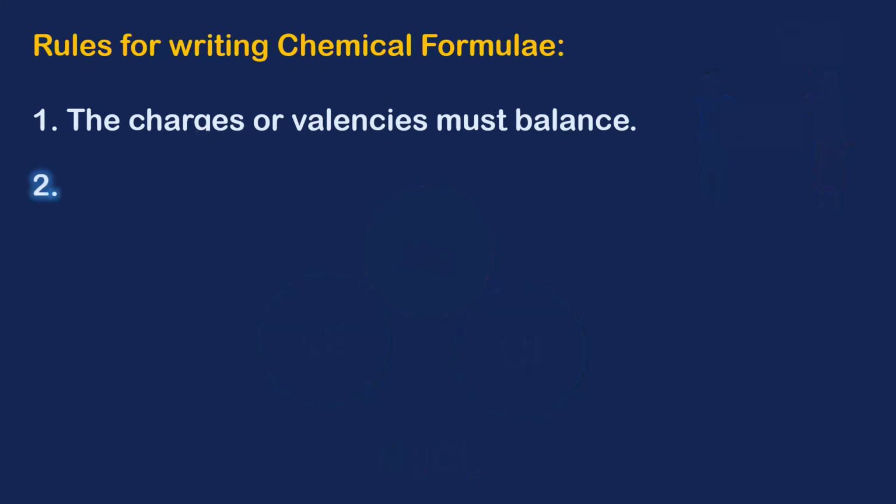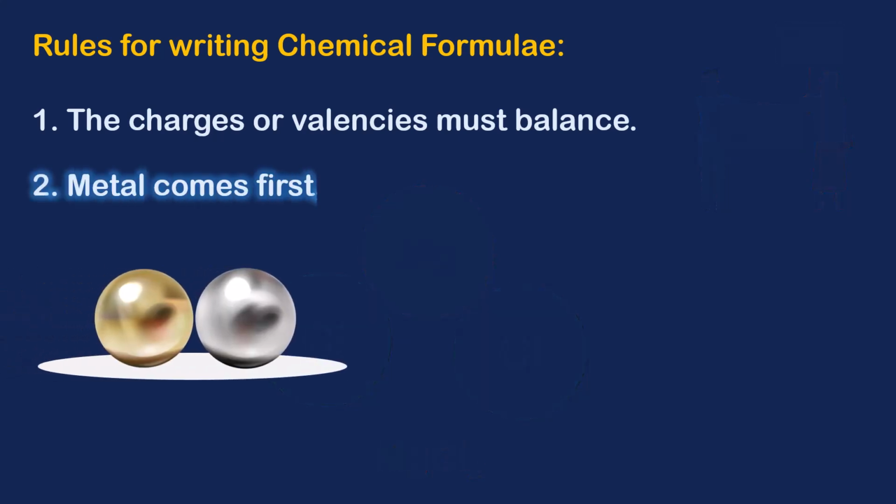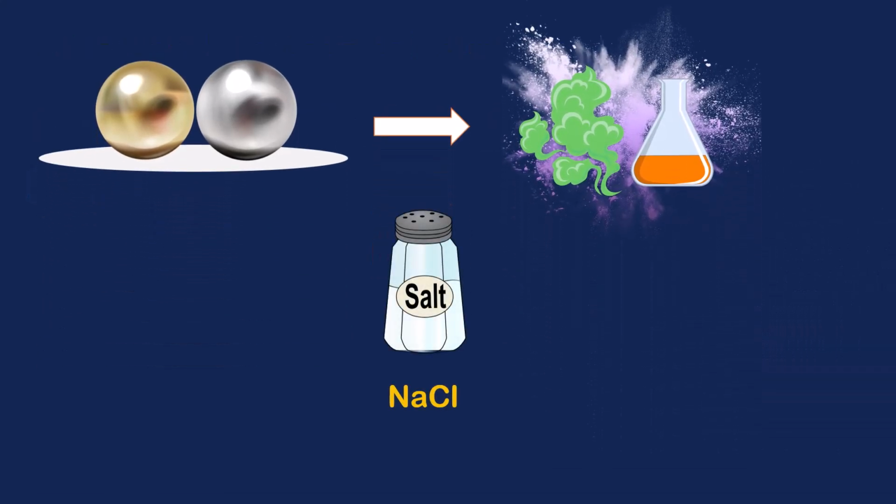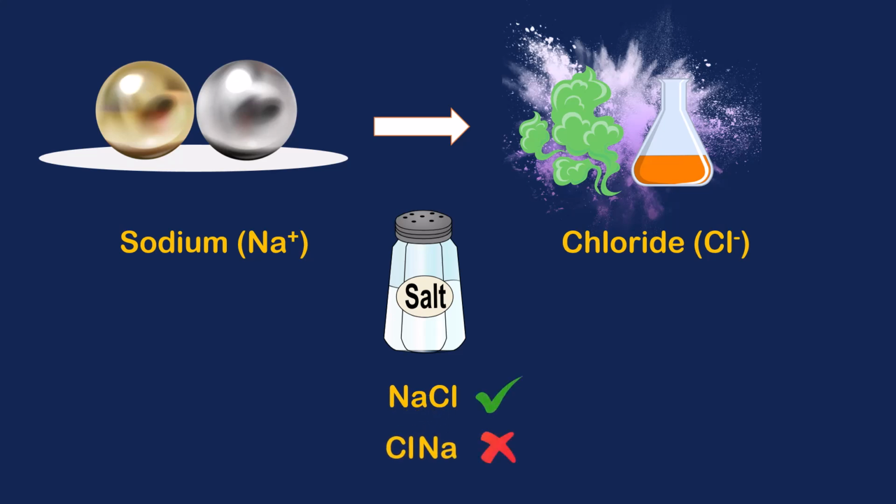The second rule is that the metal always comes first, then the non-metal. Take the case of salt, for example. It is written as NaCl. Sodium is a metal and chloride is a non-metal. So sodium chloride is written as NaCl and not ClNa. This rule applies to all ionic compounds.